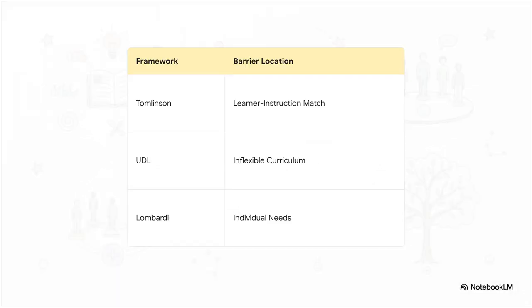The differences between these 3 approaches become crystal clear when we ask where they believe the barrier actually lives. UDL blames inflexible teaching materials and the curriculum itself. Tomlinson, on the other hand, says the barrier lives in the relationship between the learner's readiness and the instruction. To her, it's a mismatch that the teacher needs to fix in real time. And Lombardi kind of bridges both worlds. Where UDL fixes the environment and Tomlinson fixes the instructional match, Lombardi zeroes in on adapting the specific interaction for an individual student based on their unique documented support needs.